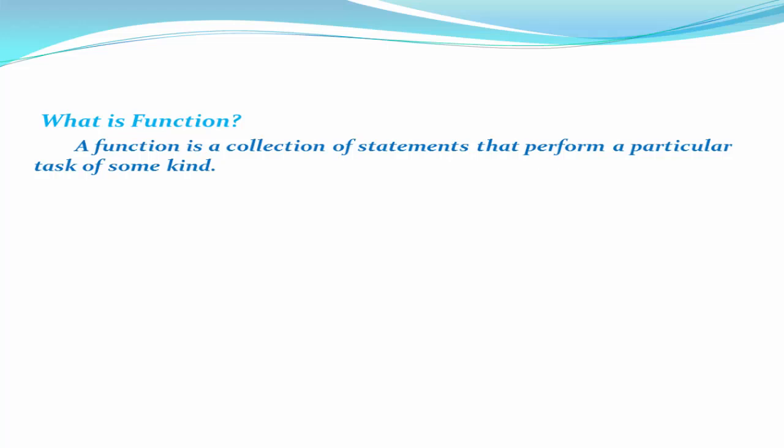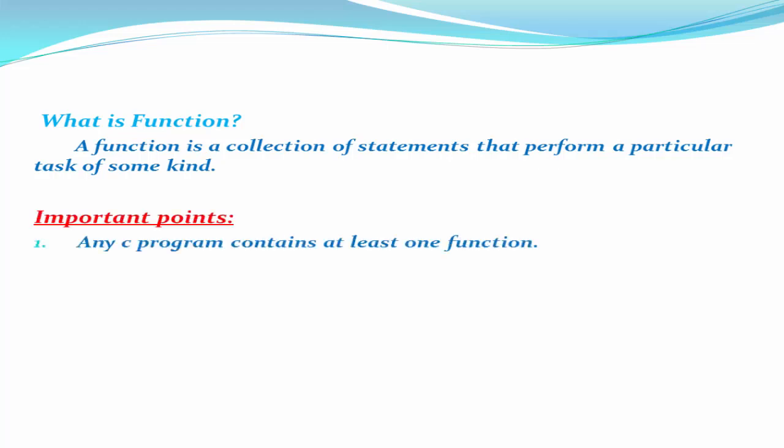Next we learn some important points about functions. First, any C program contains at least one function. If a program contains only one function, then it must be the main function. Second, if a C program contains more than one function, then one of these functions must be the main function, because program execution always begins with the main function.